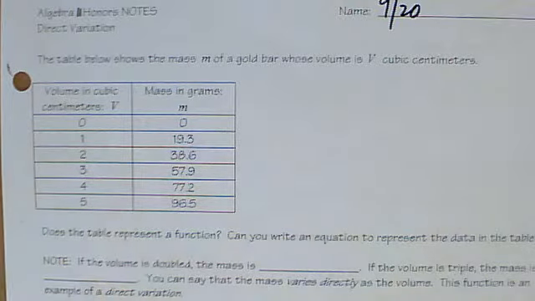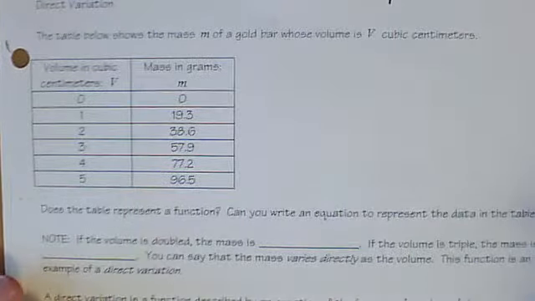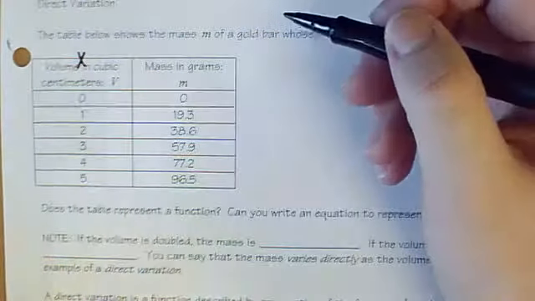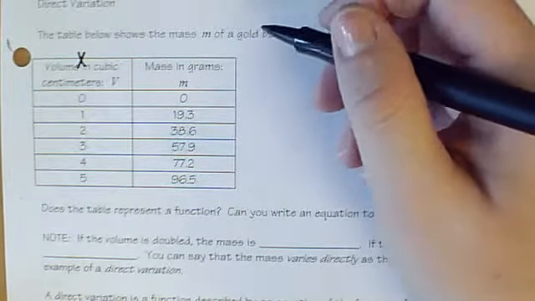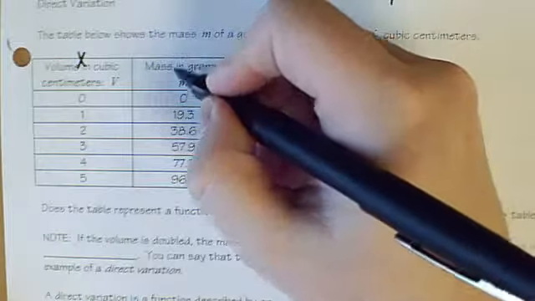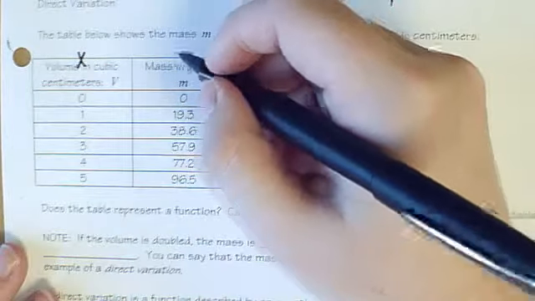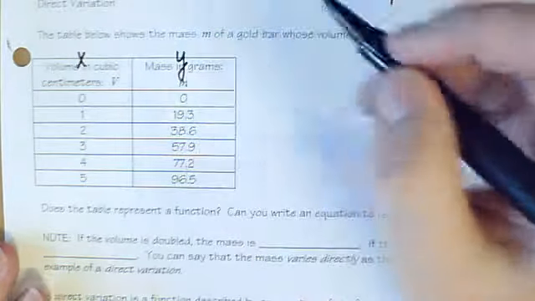Alright, so today we're talking about direct variation. Below there is a table that shows the mass of a gold bar with volume in cubic centimeters. So if we look, our first column is the V, so this is our independent variable, that would be considered our X. And then the mass is the dependent variable, so that's what depends on the volume. So that would be our Y.